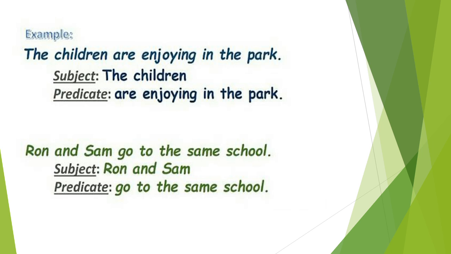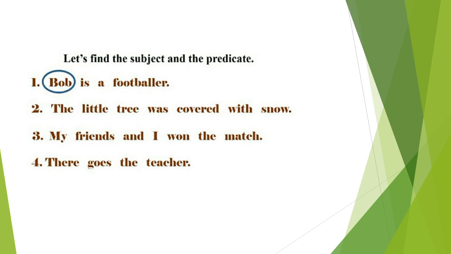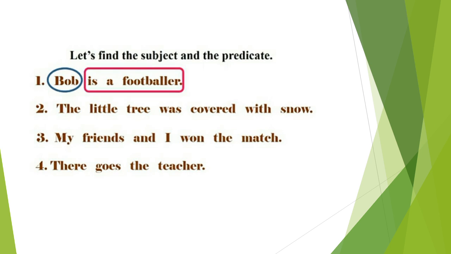The subject is about when we talk about a person, and what we are talking about that person is the predicate. So let's understand it better with some examples. Now let's find the subject and the predicate in the following sentences. Number first is, Bob is a footballer. Here children, in this sentence, Bob is the subject of the sentence, right? And is a footballer is the predicate because we are talking about Bob and is a footballer is describing Bob. So here is a footballer is the predicate.